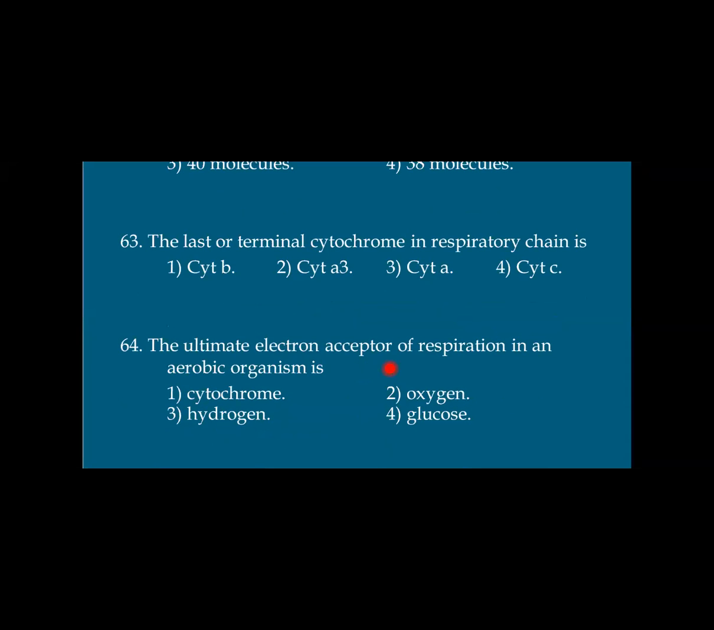Question number 64: the ultimate electron acceptor of respiration in an aerobic organism is, what is the answer? You can quote it directly. Which is the ultimate electron acceptor? Multiple times I said it is nothing but oxygen. Oxygen gets reduced by accepting electrons and protons, finally converting into H2O, and this is called the terminal step of aerobic respiration. Option 2 is the answer.